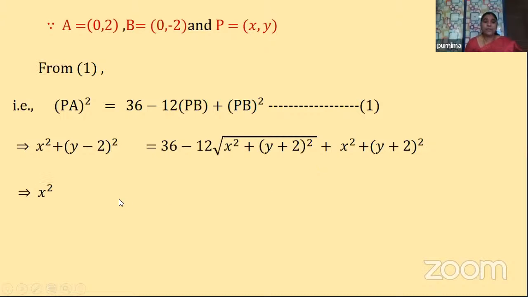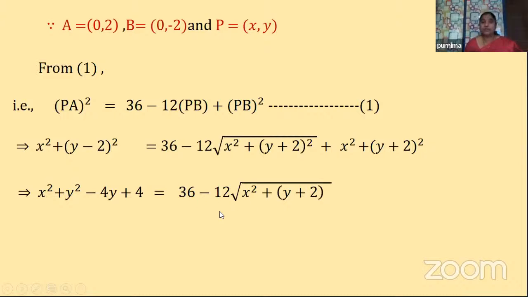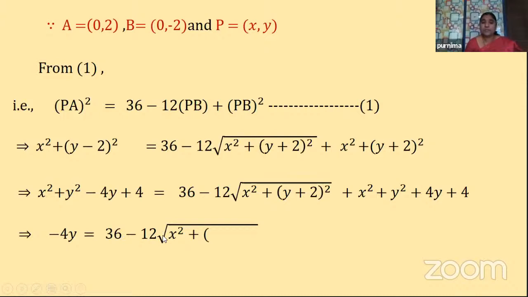And what is the next step? x square plus, let us expand this using (a minus b) whole square formula: y square minus 4y plus 4 is equal to 36 minus 12 into under root of x square plus (y plus 2) whole square, plus x square plus, and this is expanded using (a plus b) whole square formula, that is y square plus 4y plus 4. Now the next step is, here what we are getting is minus 4y is equal to 36 minus 12 into under root of x square plus (y plus 2) whole square plus 4y.